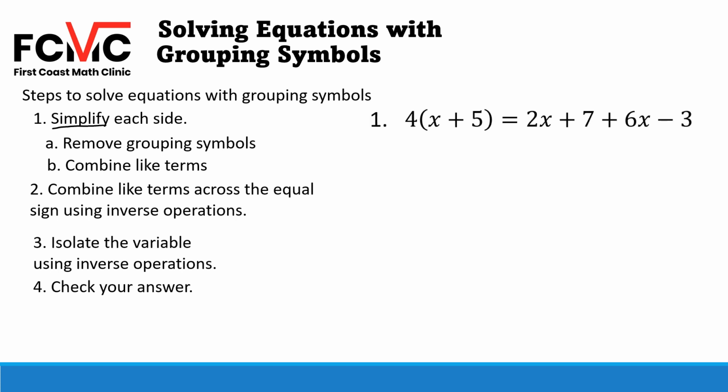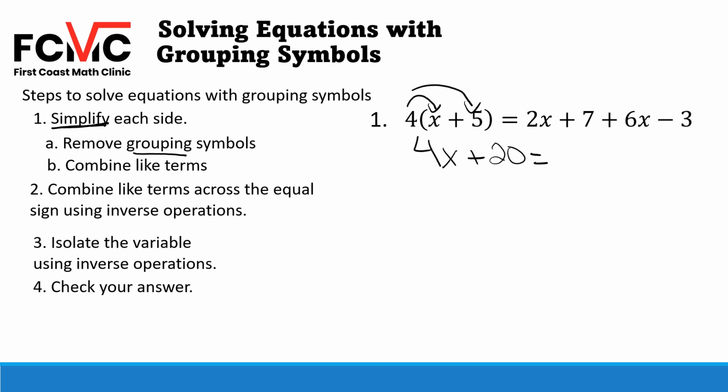For this equation, we've got 4 times the quantity x plus 5 on the left side equals 2x plus 7 plus 6x minus 3 on the right side. So let's start just by simplifying each side. On the left side, how do we remove our grouping symbols? We can remove our grouping symbols by distributing the 4. So we're going to have 4 times x, which is 4x, and 4 times 5, which is 20. If you want a review of the distributive property, I have another video on the distributive property.